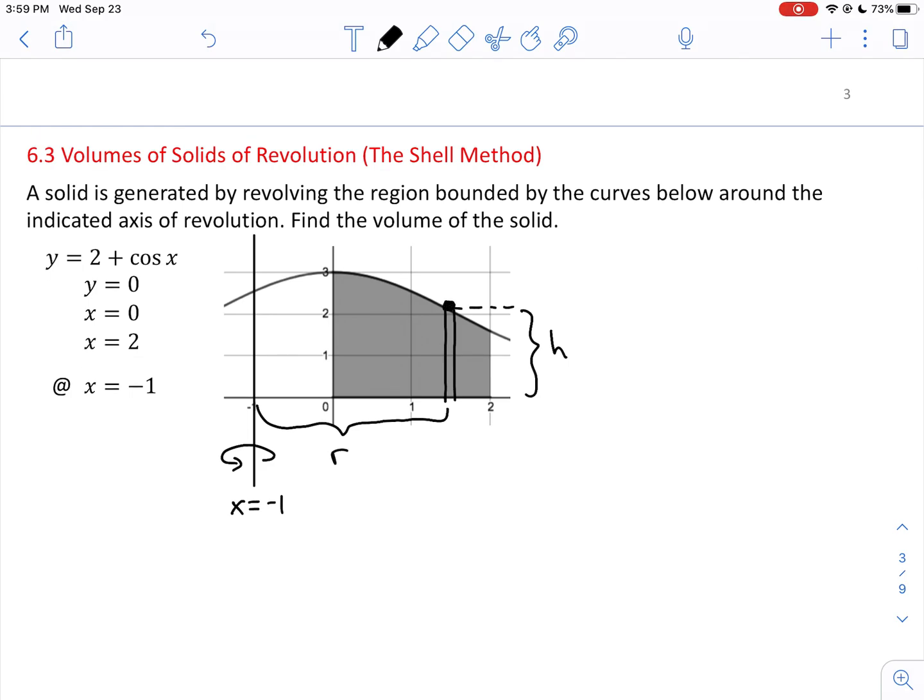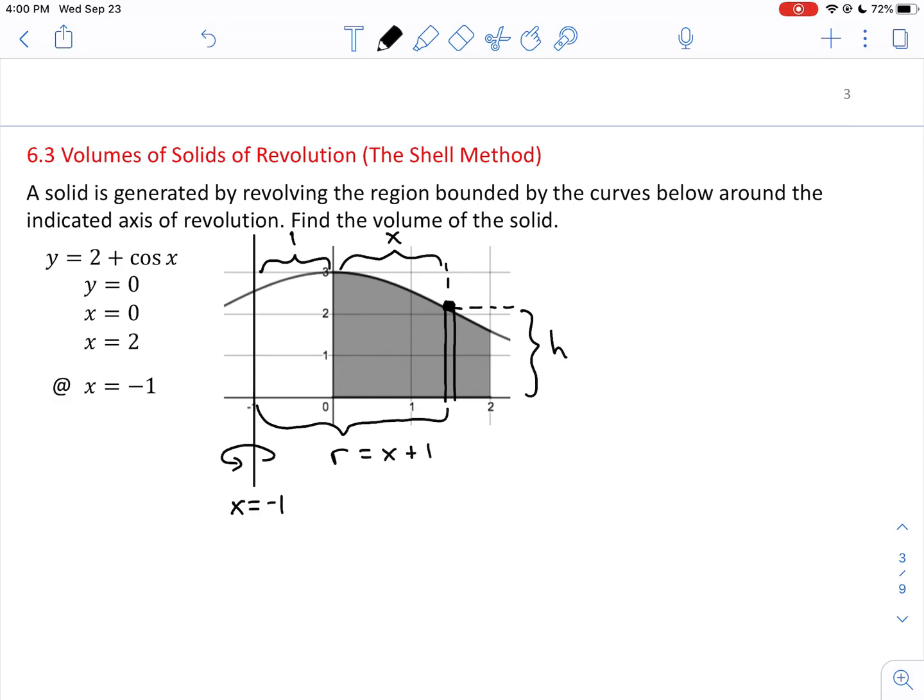Well, if you were to focus on this point on the curve, the top of the strip, how far is that from the y-axis? It is given by the x-coordinate. And then there's an extra gap of 1 that we have to cover. So you can see that r will be x, and then add 1 to that.